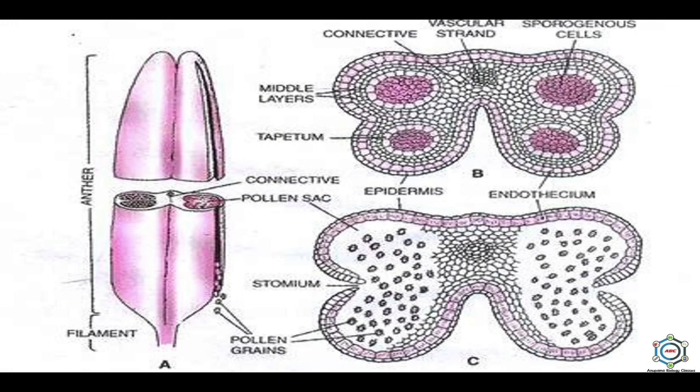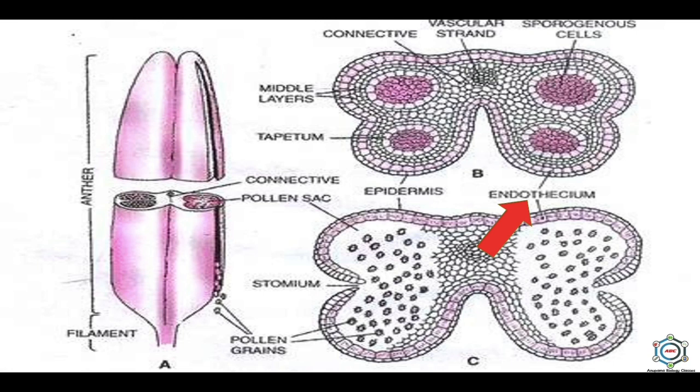Now, in this picture, you can see a complete structure of the anther, where A is a transversely cut anther showing pollen sacs and connectives, B shows the transverse section of the young anther and C shows the transverse section of the mature anther at the time of dehiscence. Here, the primary parietal layer cells divide by periclinal and anticlinal divisions to form layers. The first one, the red arrow indicates, is the epidermis, which is a single layer and becomes stretched at maturity.